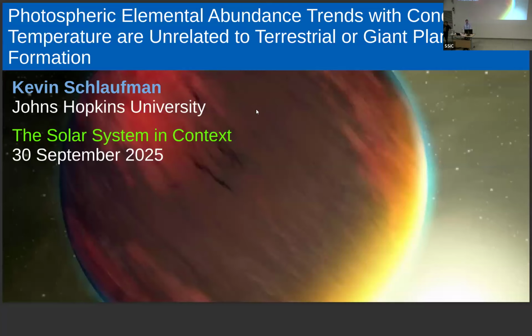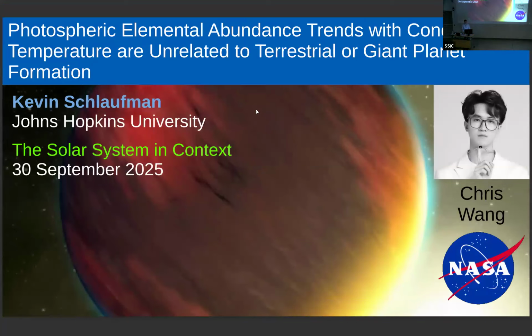Great, thank you. So one way to put the solar system in context is to compare the sun to other nearby stars, because we can tell, at least on average, what the initial conditions of planet formation were by looking at the elemental abundances in the photospheres of main sequence dwarf stars. So the project I'm going to tell you about today is mainly the work of a former JHU undergraduate, Chris Wang. He just began as an astrophysical sciences PhD student at Princeton.